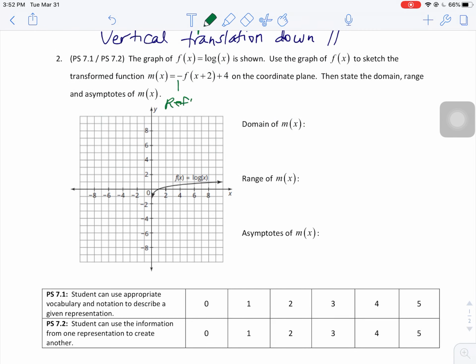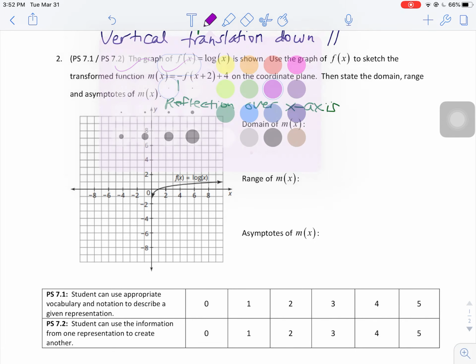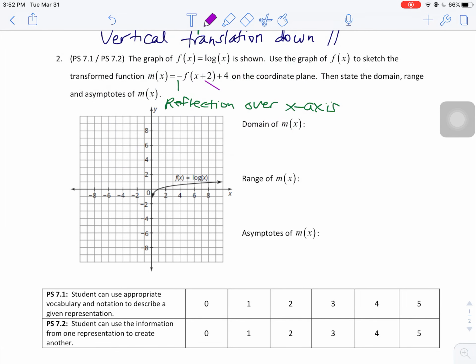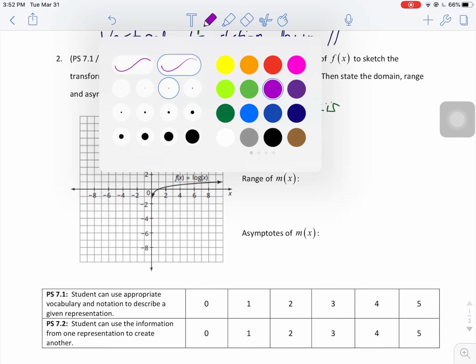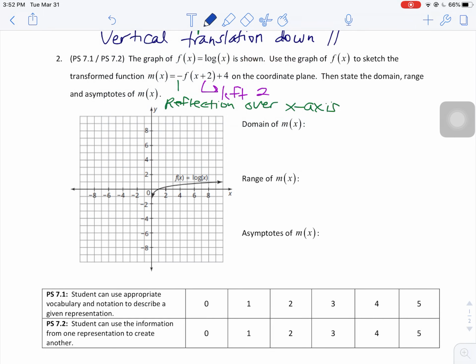So the negative sign in front is the reflection over the x-axis. The plus 2 is inside parentheses, so that would be a horizontal translation, and they're always the opposite of what we think they should be. So that would actually be left 2. And then the plus 4 would be up 4. That's a vertical translation, up 4.